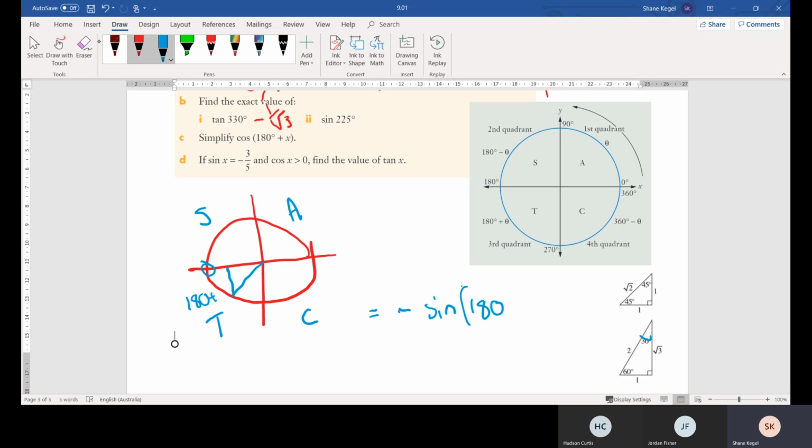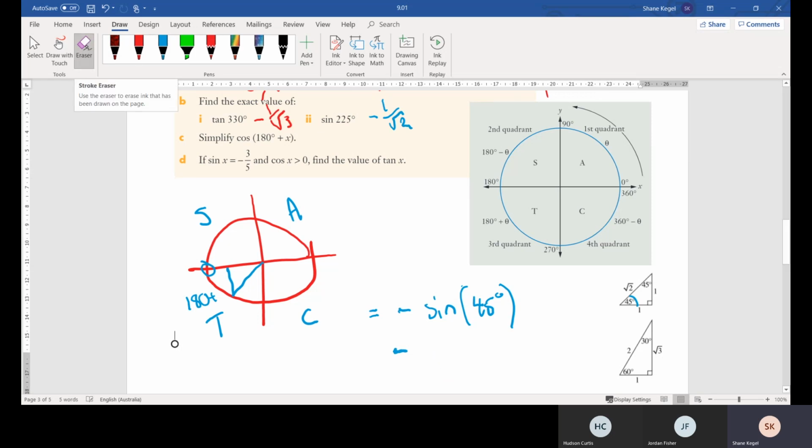How much are we over 180? We're over 180 by 225 take 180, which gives me 45. So therefore I get negative sine 45 degrees. Well, I take the sine of this angle, so SOH, so 1 on root 2. And I can fill that in over here. So negative 1 on root 2 will be my answer for this one.